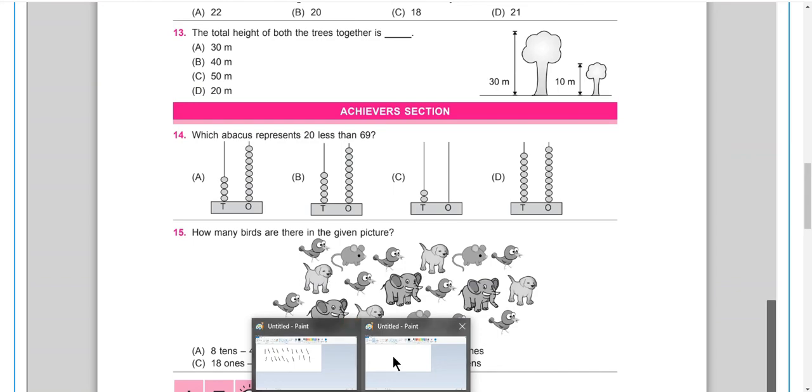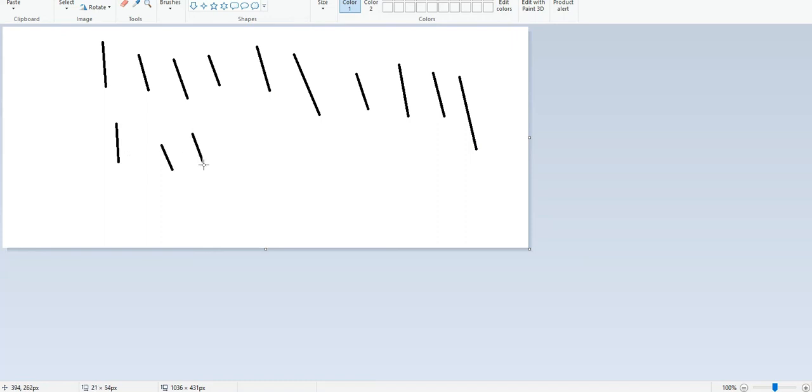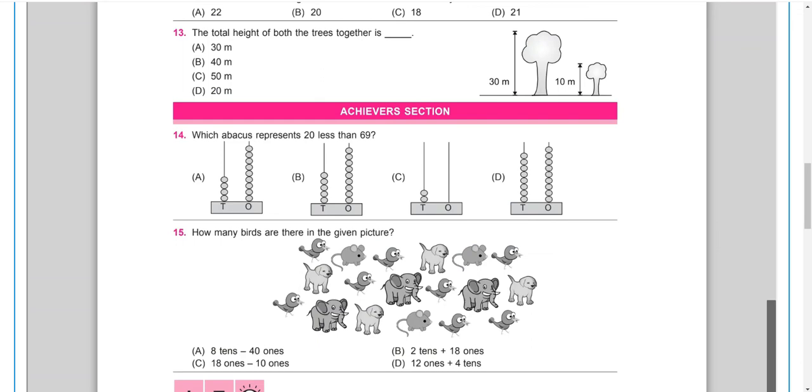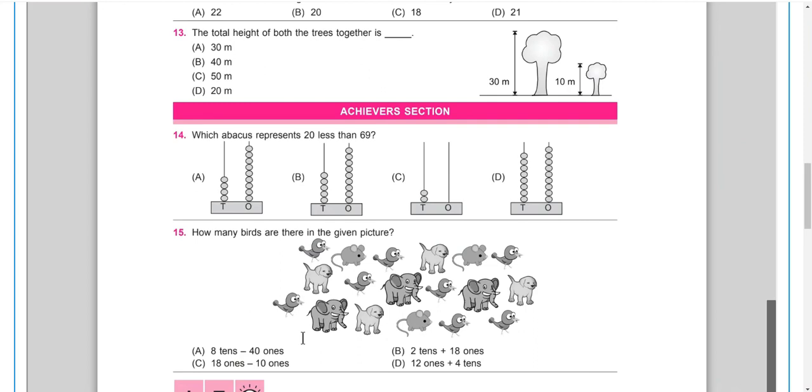So we'll go back to the stick method and we'll draw 18 sticks. 1, 2, 3, 4, 5, 6, 7, 8, 9, 10, 11, 12, up to 18. So we have 18 sticks. Hence, how many sticks do we need to reduce? 10. So let's cut 10. How many are left? 1, 2, 3, 4, 5, 6, 7, 8. So 8 is ours. So our correct answer is C.